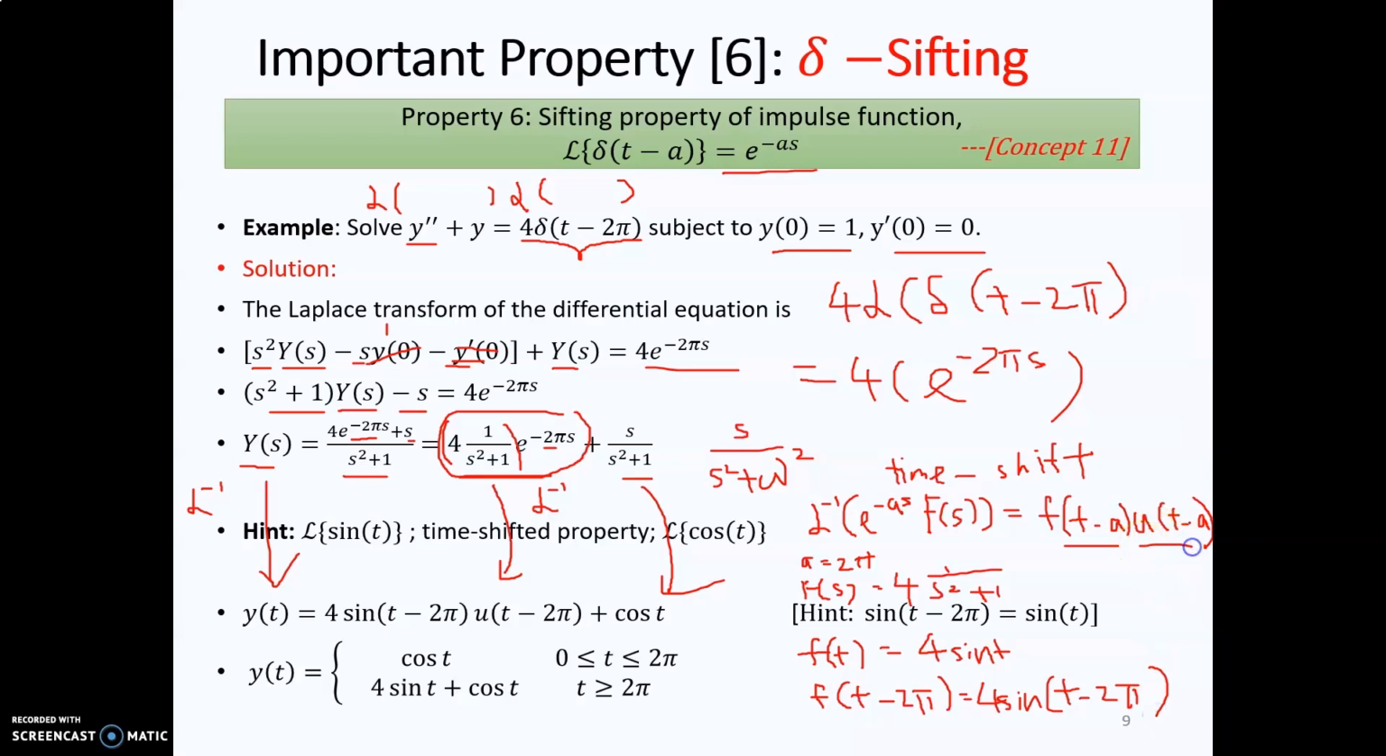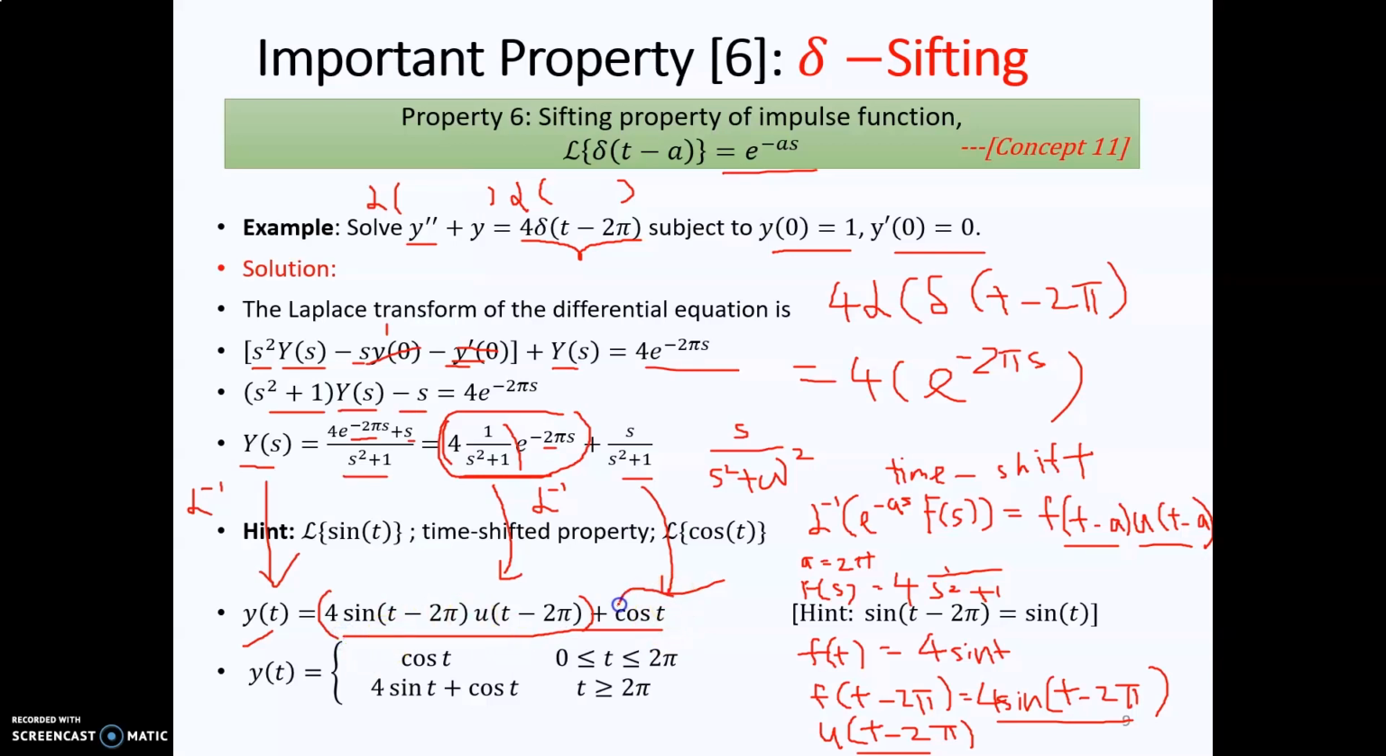How about u(t minus a)? So u(t minus a) is just u(t minus 2 pi). So your final answer here will be 4 sin(t minus 2 pi) multiplied with u(t minus 2 pi), which is this answer. So with that, you succeed in obtaining your y(t). So you should know how to read this.